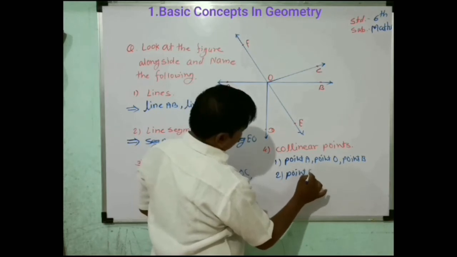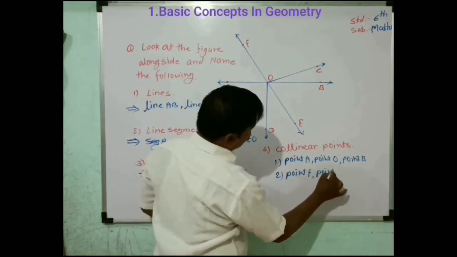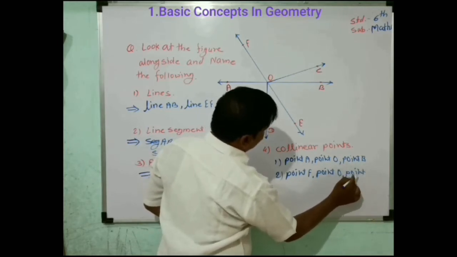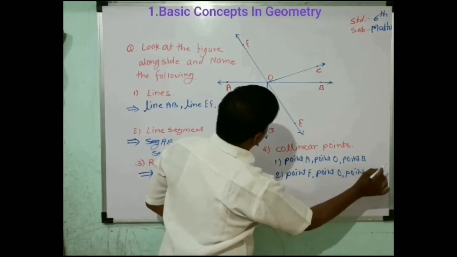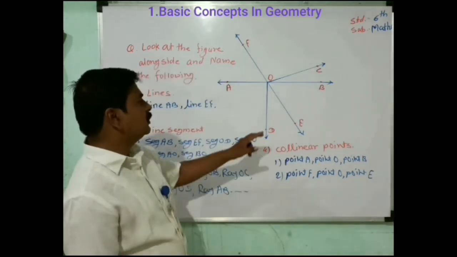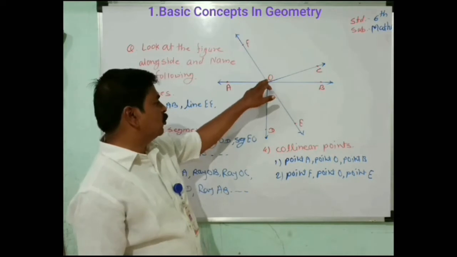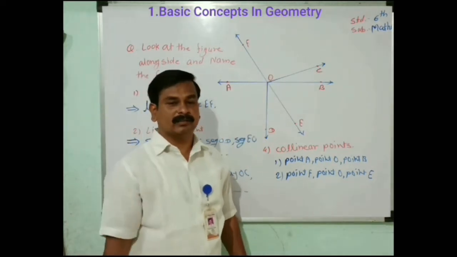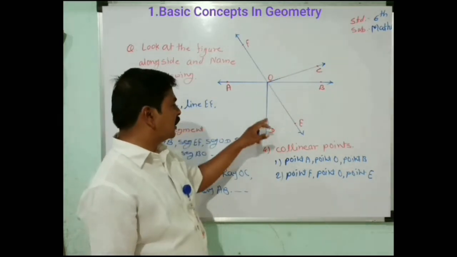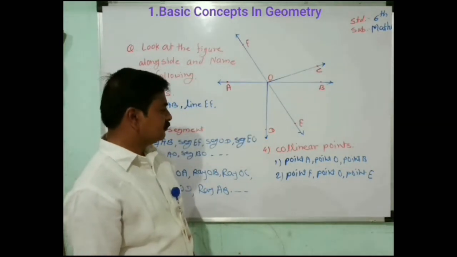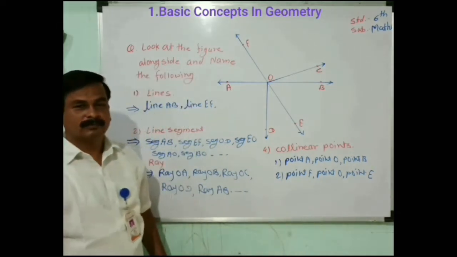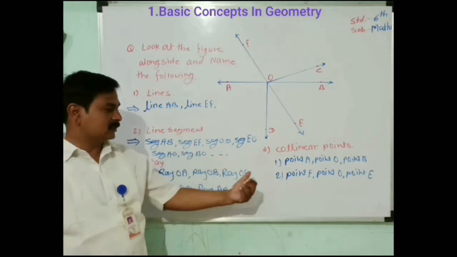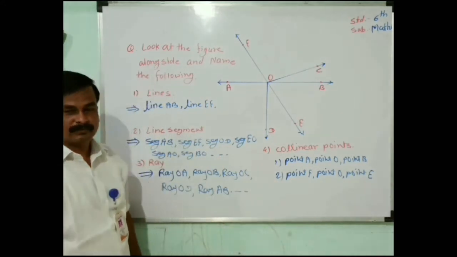Point F, point O, point E. Now these 3 points, point C, point O and point D, do not lie on a single straight line, so these 3 points are not collinear. Understood? And compare all these answers with your answer.